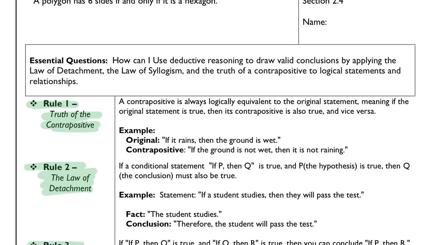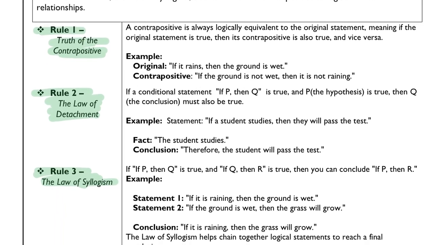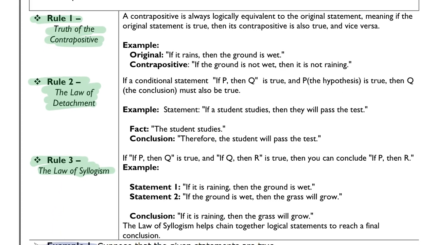So let's write down these three rules, which are already drawn for you and written down. Again, highlight those in your definitions, keywords, formulas, rules. Those are key things. The truth of the contrapositive is something that will always be the same as the original statement. So a contrapositive is always logically equivalent to the original statement.